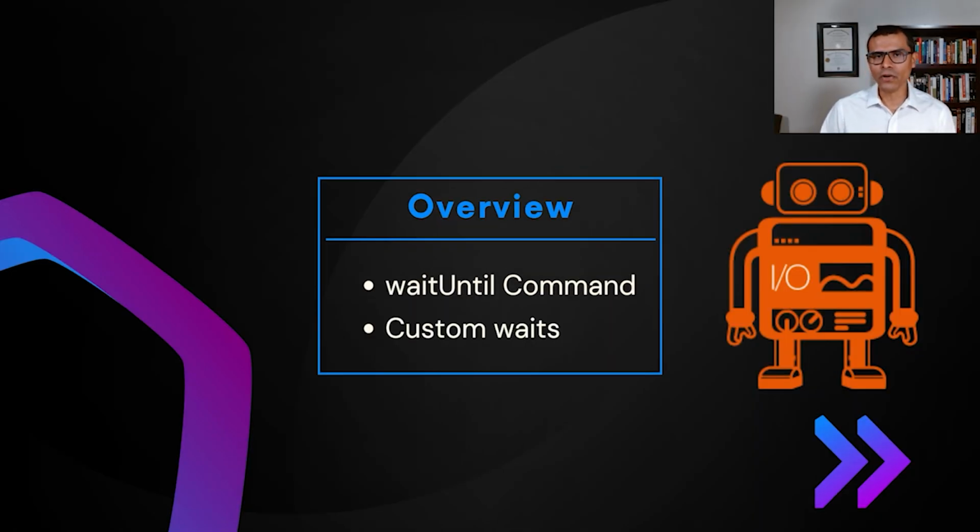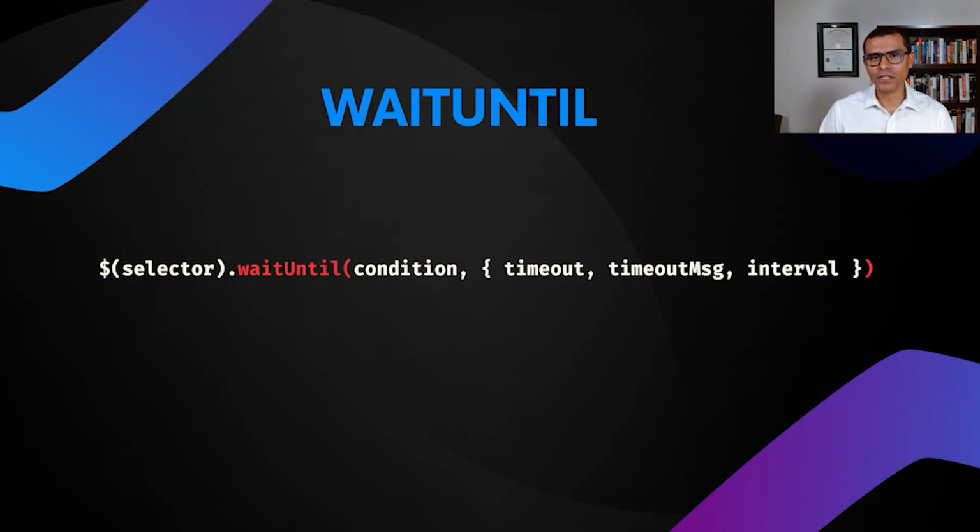In this video, we're going to cover how to use the waitUntil command. We're also going to be using this command to create custom waits. The WebdriverIO documentation refers to the waitUntil command as, quote, "the universal weapon if you want to wait on something," unquote. And this is what the command looks like.